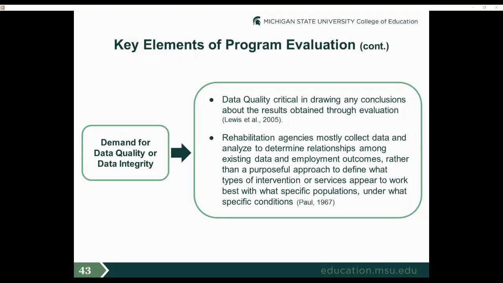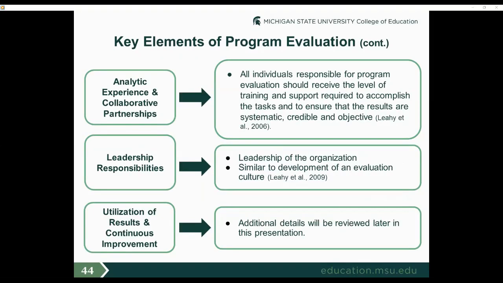These are the three remaining elements of a PE system. Obviously, analytic experience and collaborative partnerships are extremely important in developing a quality system. All individuals are responsible for program evaluation and should receive the level of training and support required to accomplish the task and to ensure that the results are systematic, credible, and objective. Leadership responsibilities can't be underscored more. It's absolutely critical for the leadership of the organization to demonstrate the value and benefit of these data in making decisions. Obviously, the most important aspect of this in terms of an element is the use of the data for continuous improvement, which is what these systems are all about.